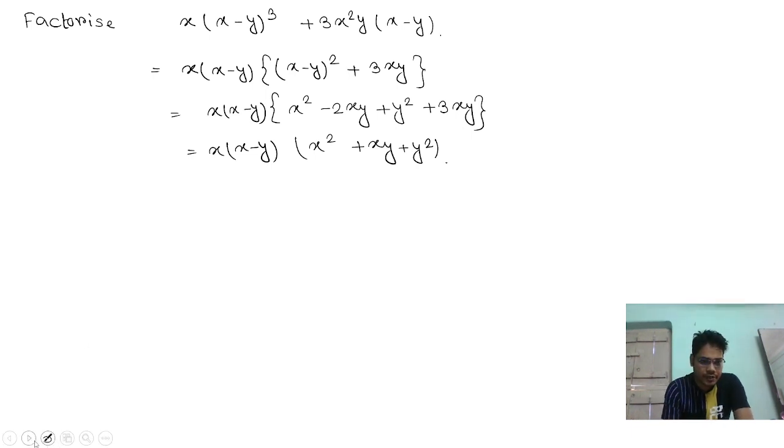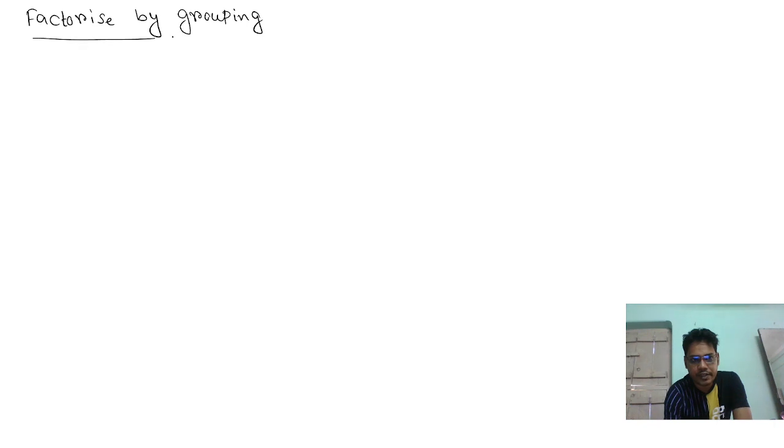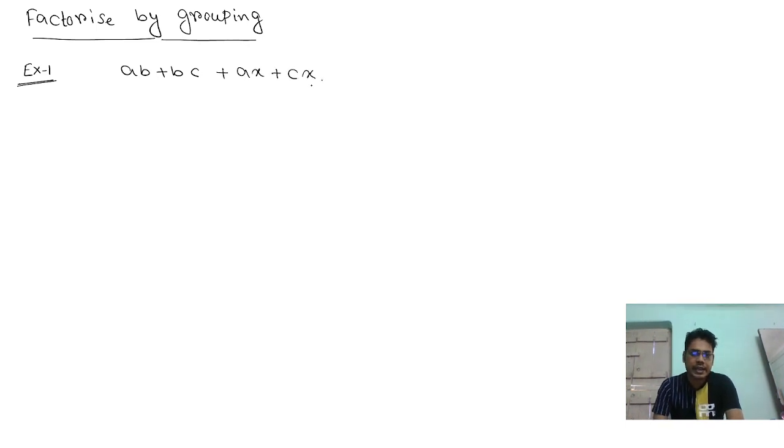Now if it is given how to factorize by grouping, that means here you have to factorize not in single terms, you have to factorize by grouping. So for example, here AB plus BC plus AX plus CX. Now four terms are there and you have to factorize by grouping.